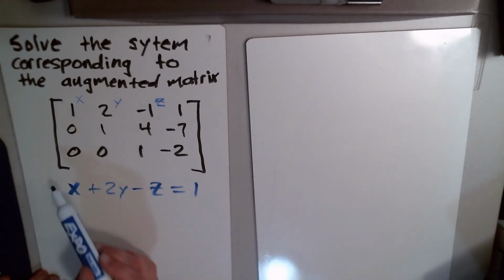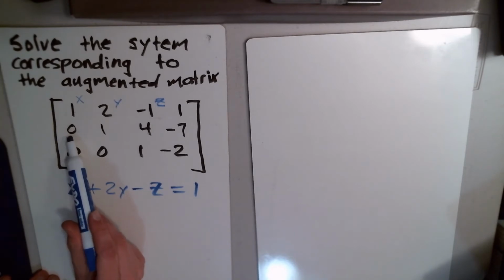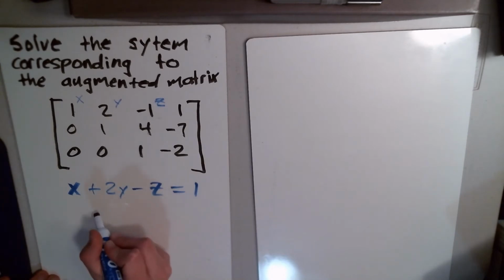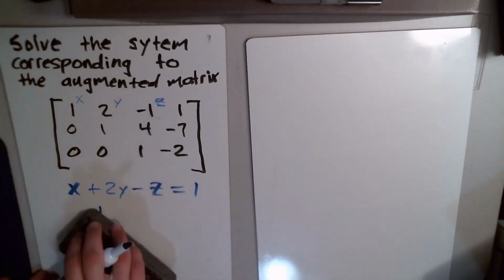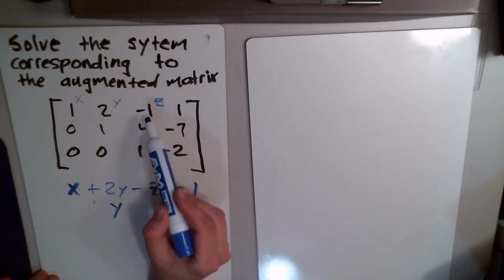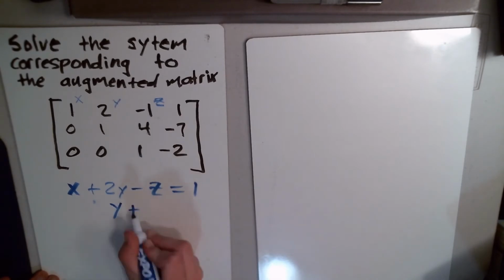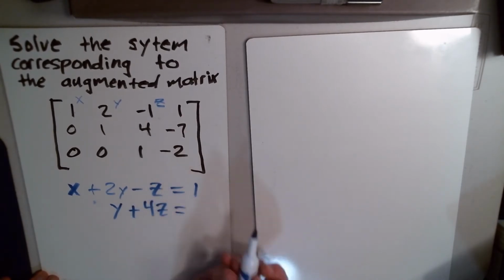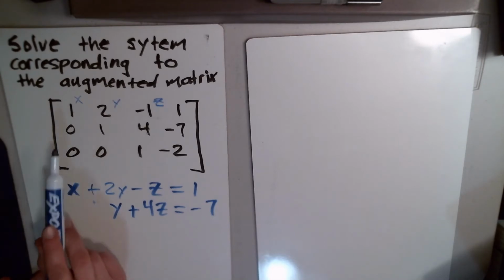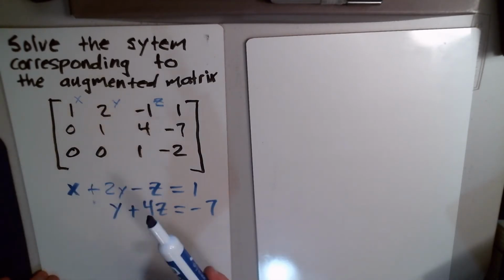Our second equation is the second row. So I have 0 times x, which is just 0, 1 times y, so just y, and then we've got 4 times z, so plus 4 times z is equal to negative 7, okay? And then this last one here is 0x, 0y, and then 1z is equal to negative 2, okay?